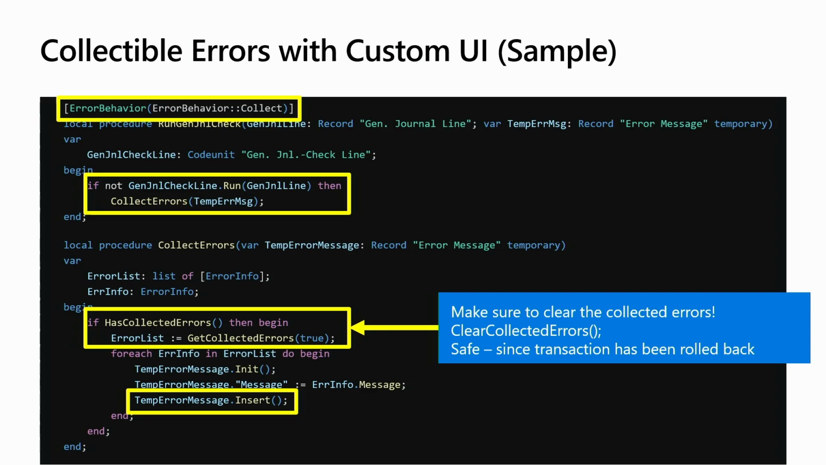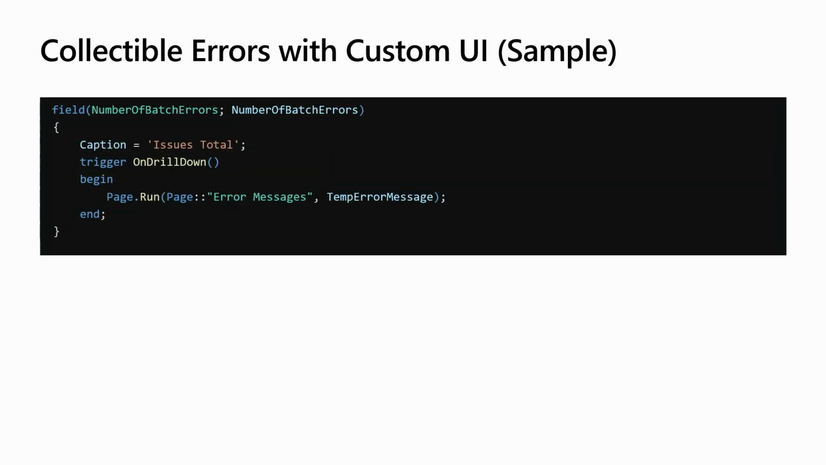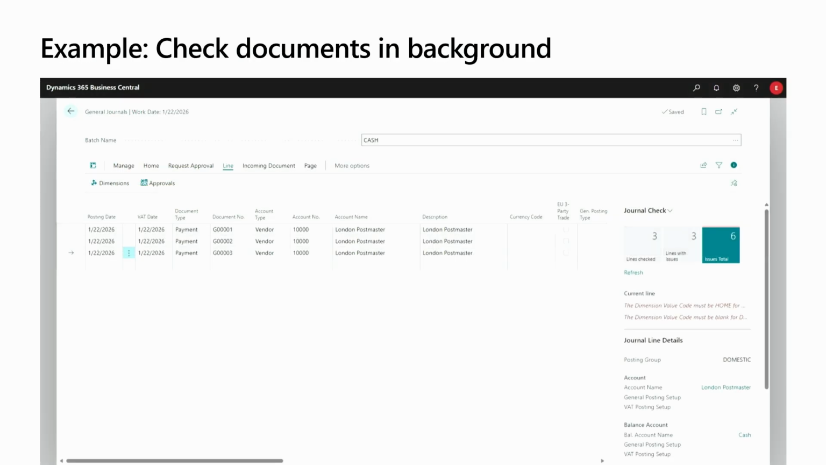Another thing is we need to make sure that we clear the collected error message. Otherwise, the platform will give you that default error dialog. We want to avoid that. So we can do that by using this ClearCollectedErrors, or we can set the Boolean property true in the GetCollectedErrors, which will clear the error messages. And just to show, we can then take this temporary record where we collected all the errors, pass it down to the error message page, and it will all work. And we will get the error message.